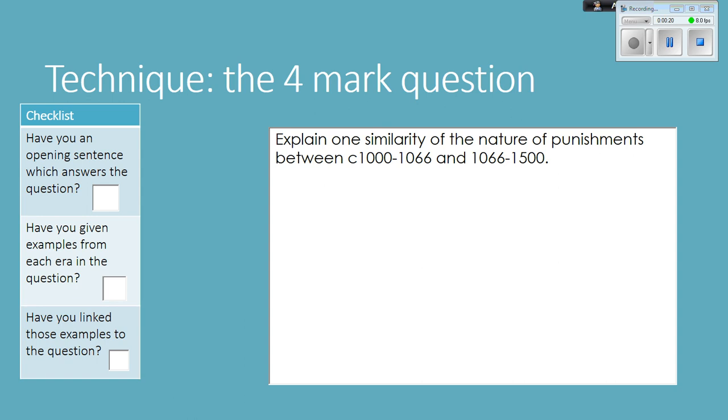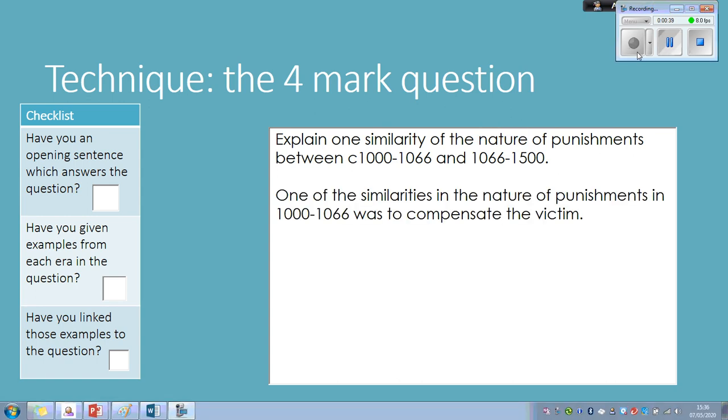So the first thing you need to do is you need to get your highlighter out in the exam, and you need to highlight the key word. So here we have similarity. And also, I'm looking at the nature of punishment. So looking at the type of punishments there were, and obviously this question is asking you between the Anglo-Saxons and the Norman times.